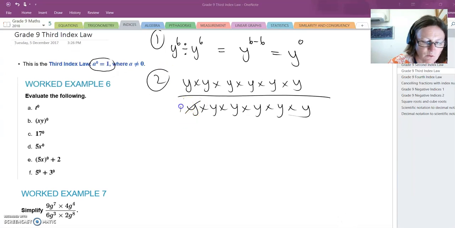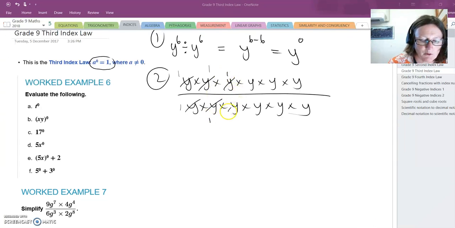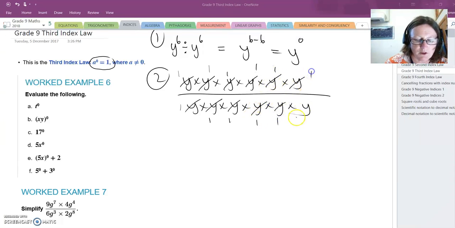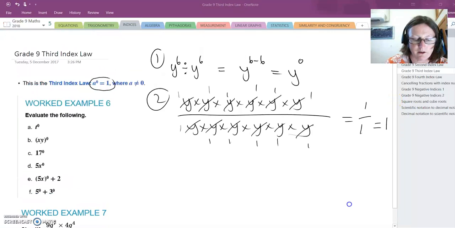Y goes into itself once, into itself once. So I'm cancelling the top and bottom. If there's a y on the top, I can cancel it with the y on the bottom. We can see that I can cancel them all out. So on the top, I am left with 1, and on the bottom, I am left with 1. 1 divided by 1 is 1.